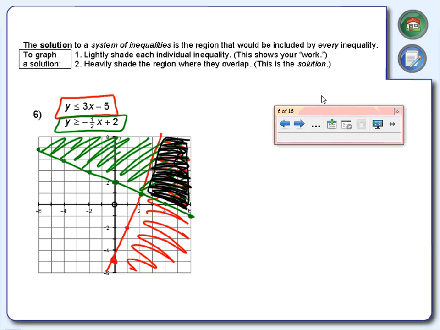So when we graph systems of inequalities, we're looking for where do they overlap. That's the important part. All right, so that takes care of number 6.